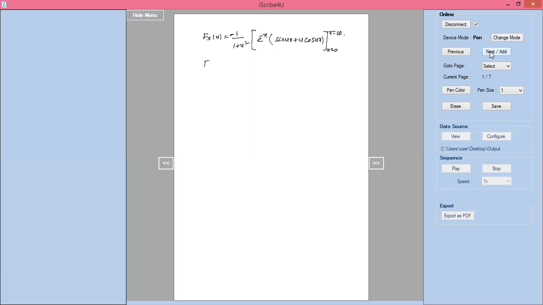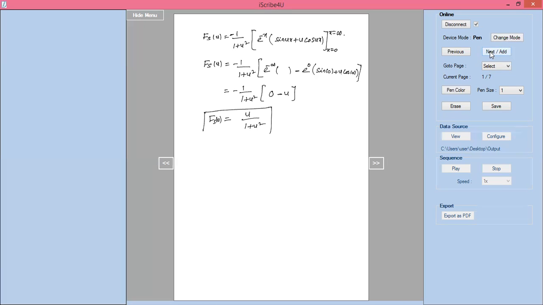Now we'll write Fs of u equal to minus 1 divided by 1 plus u square. Upper limit you apply e power minus infinity, which is 0. Lower limit, if you apply e power 0 into sine 0 plus u into cos 0. Sine 0 is 0, cos 0 is 1, so you get minus u. Now I will get Fs of u equal to u divided by 1 plus u square.